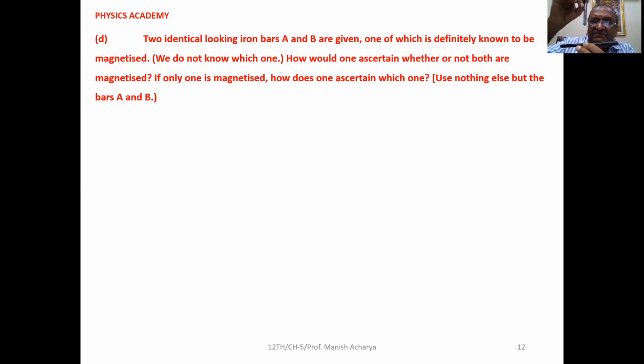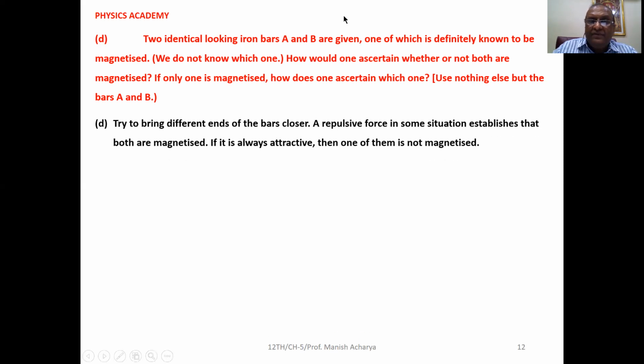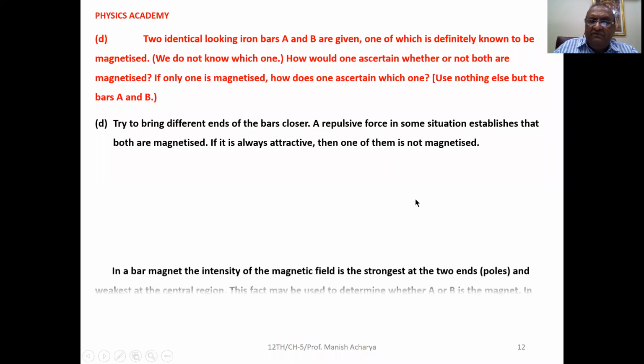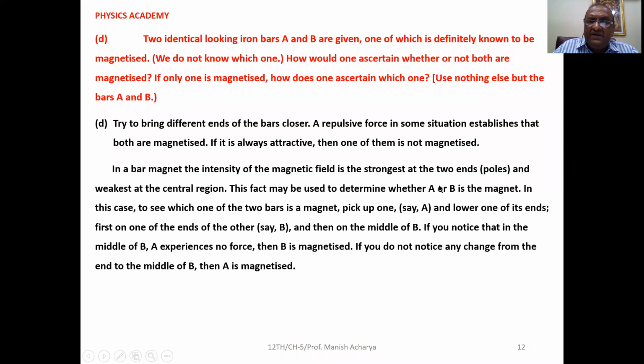Suppose this one is placed here, here, and here. In all these three positions, if the force between these two is the same, then in that case this upper one is the magnetized one and this one is the normal bar. Clear to all of you? So in this way, one can understand which one is magnetized and which one is not. Clear to all of you?